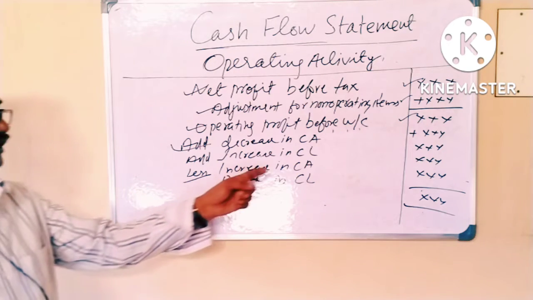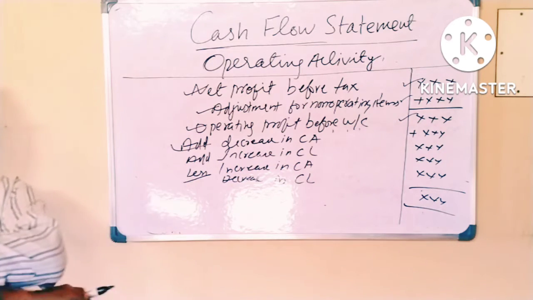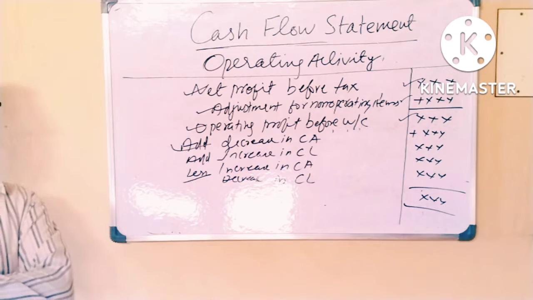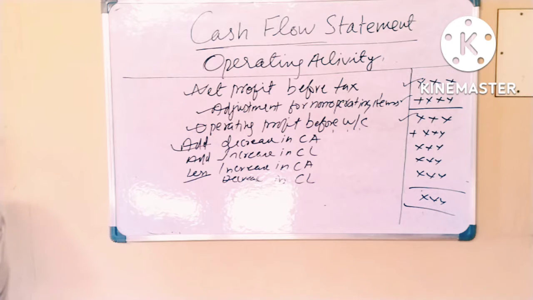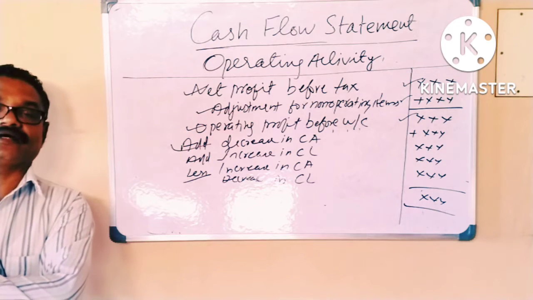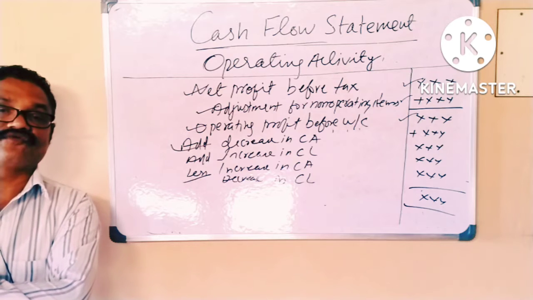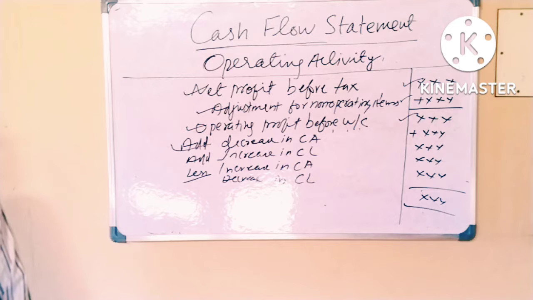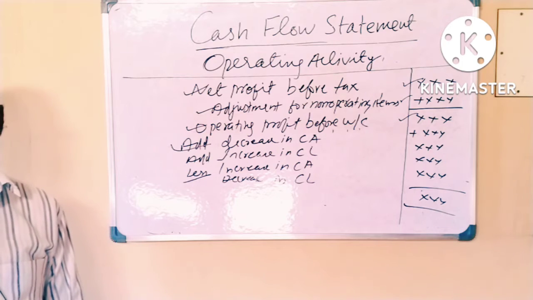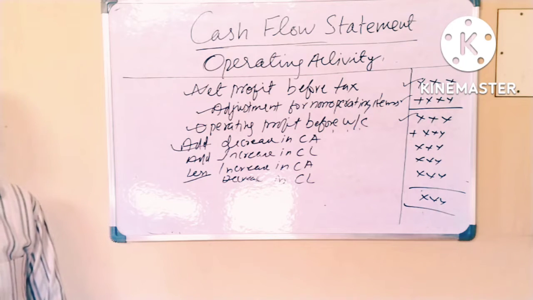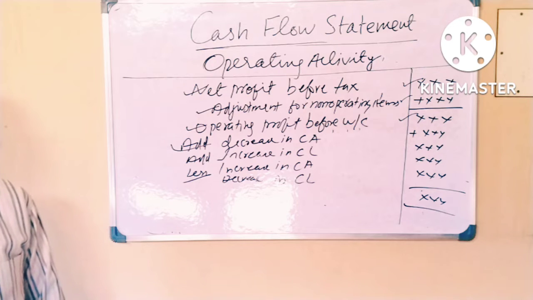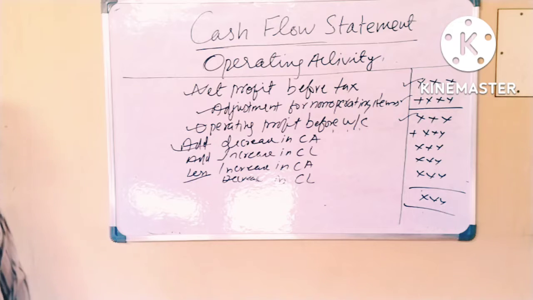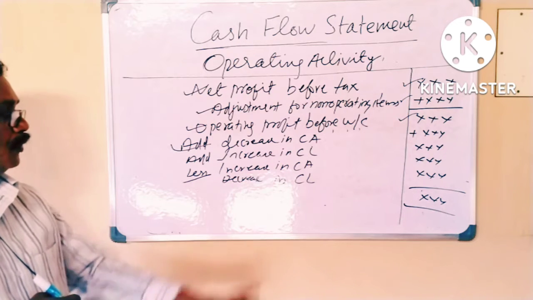Next, increase in the value of current asset. When the value of current asset is increased, for example, debtors are 75,000 in the first year and 1 lakh in the second year. Here 75,000 is the value of debtors in the first year, and 1 lakh is the value of debtors in the second year. If the case is like this, you take the difference. 1 lakh minus 75,000, you will get 25,000. You have to deduct it.